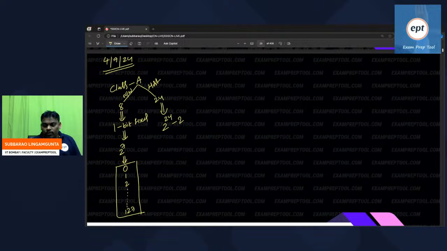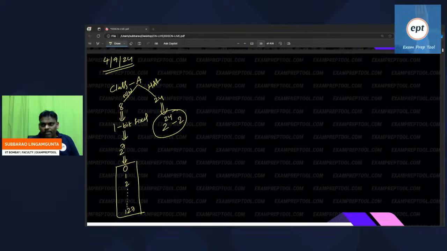2 power 24 minus 2, these many hosts are there. These many networks are there. Do you have any doubt till now? One important point is coming.